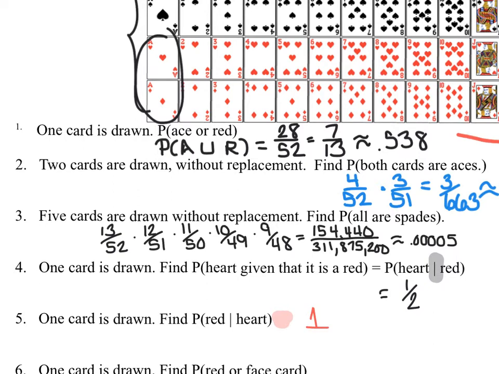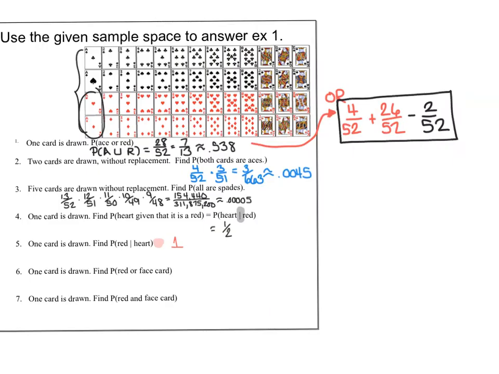All right, let me just zoom out for you. In 6, it says 1 card is drawn. Find the probability of drawing a red or a face card. So as I look at this, how many are red? That's 26. How many are face? That would be all the ones with faces. That's these over here. So red would be 26, and then I count up these 6 more would be 32 out of 52, which as a fraction is 8/13, and as a decimal is about 0.615.